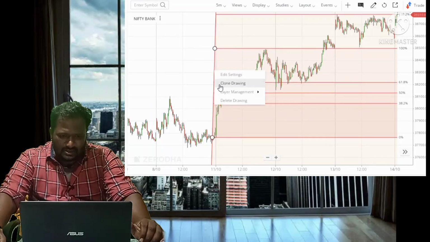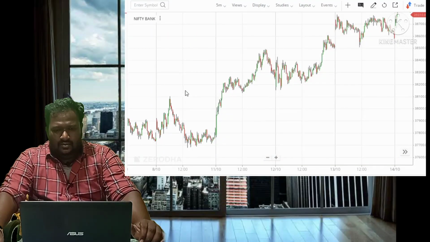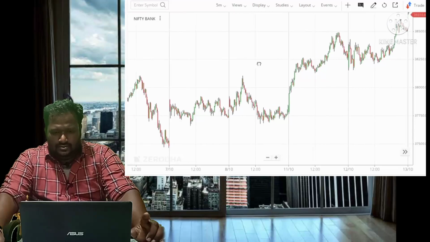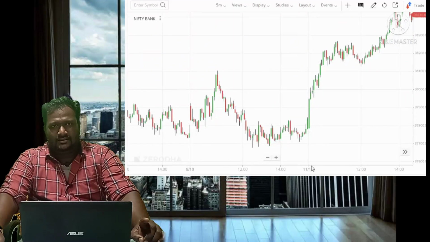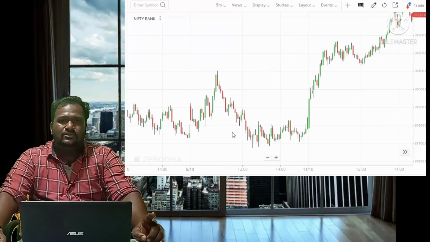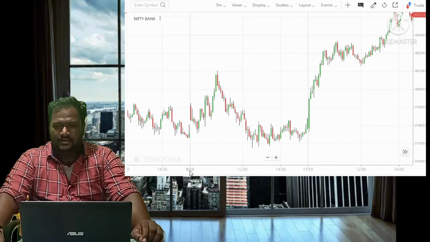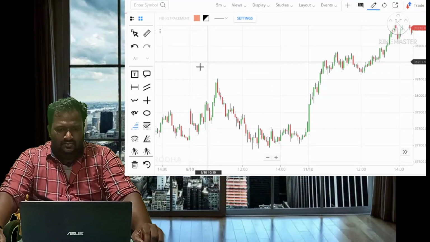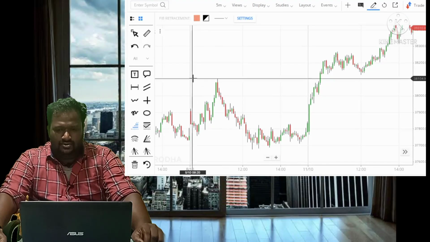Okay, so now I am deleting this one. I am going to go one day before. Now I am going to do a trade for the 11th, October 11th. So with that reference I am going with the 8th, that is Friday, 8th of October. For this I am going to draw the fib retracement for 8th October from high to low.